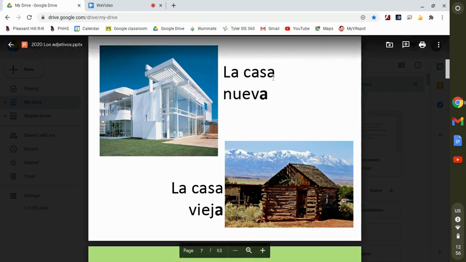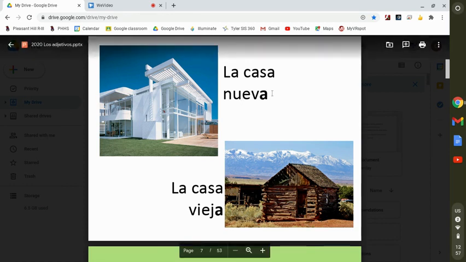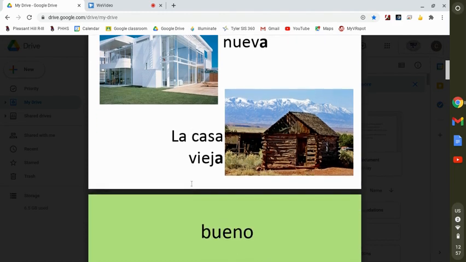Notice it goes after the noun. To them, it goes noun, then adjective. In English, we go adjective, then noun. We say the new house. They say the house new. So our adjectives always go after your nouns. Okay, and that's the reason I have vieja on this picture because we're still talking about la casa.